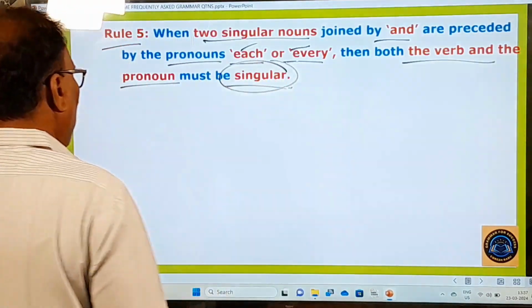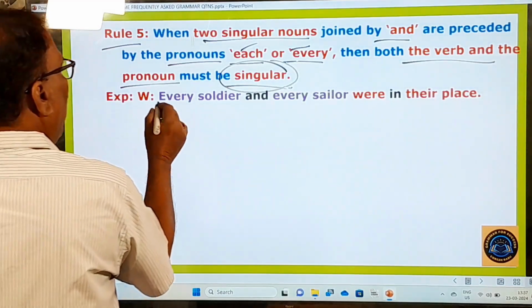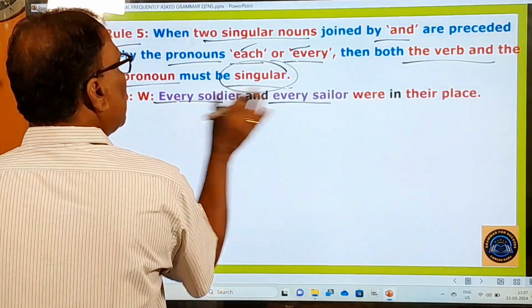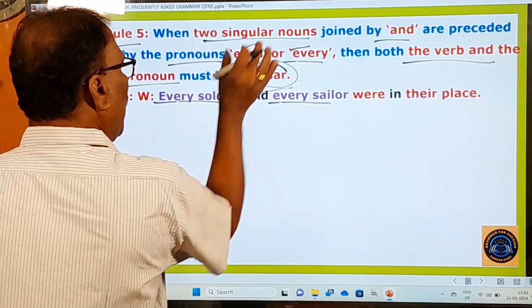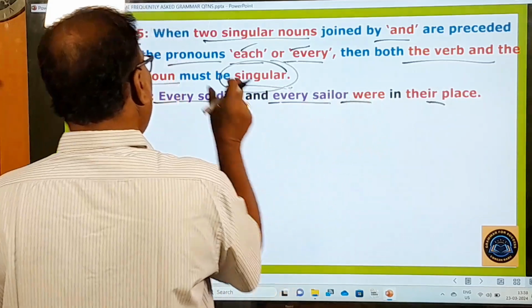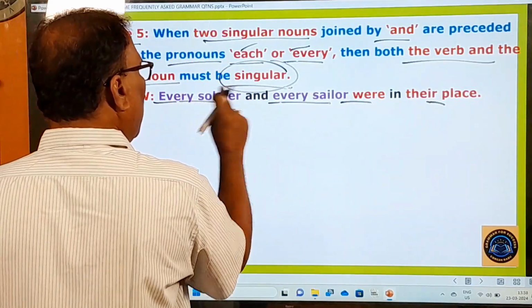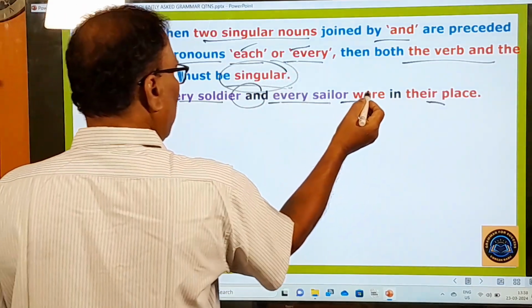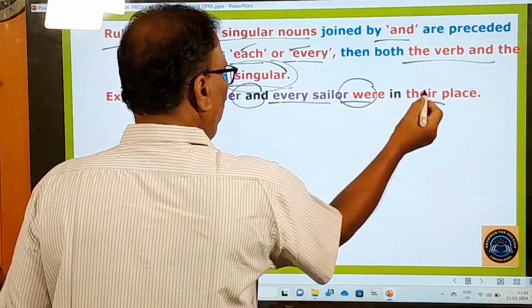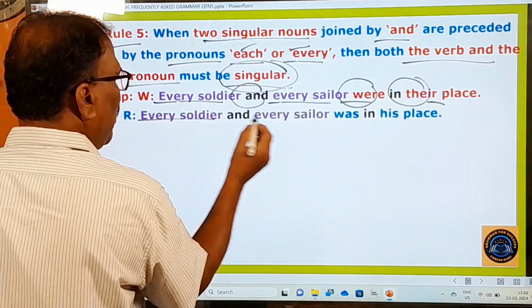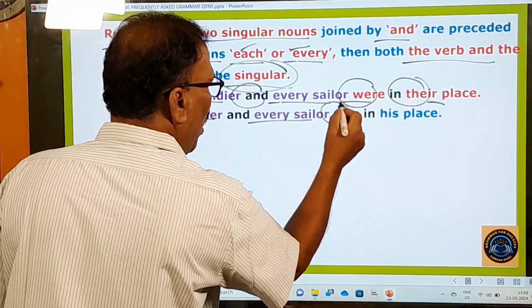Okay. See here, let me give you one example. Every soldier, every sailor. So don't think they are separate. Only one. Every soldier, every sailor were in that place. Wrong. Because whenever two singular nouns are joined by and or preceded by every or each, the verb must be in the singular. The pronoun must be in the singular. And that's why every soldier, every sailor was.